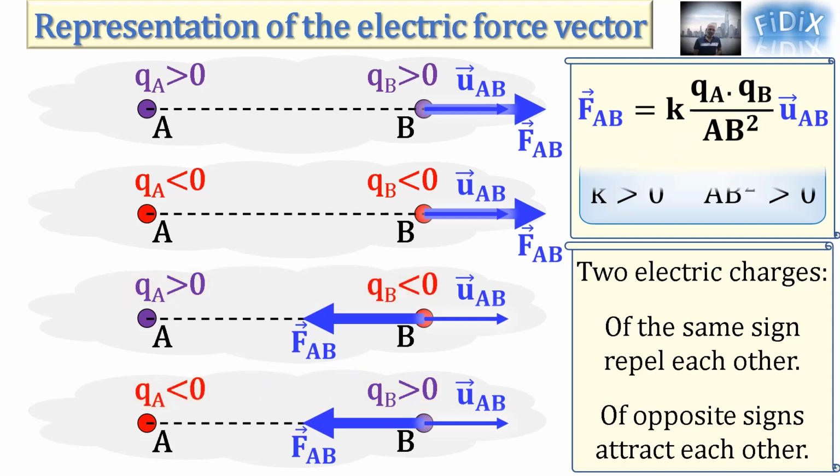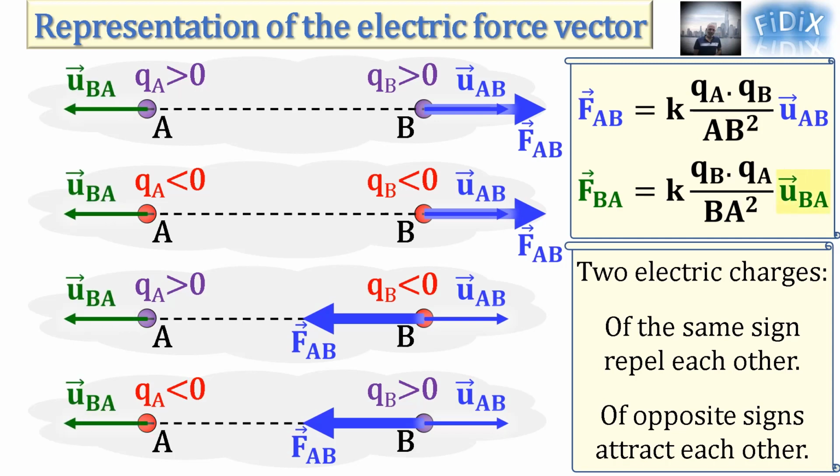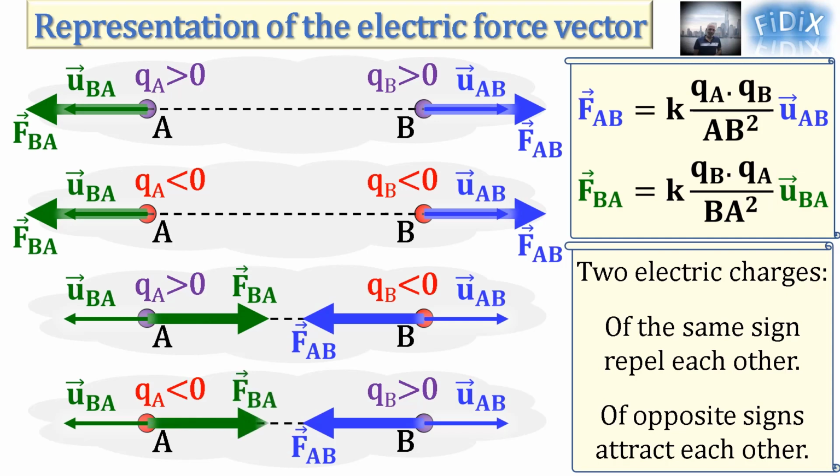To represent the force FBA exerted by the particle of charge QB on that of charge QA, we start by drawing the unit vector UBA, which is independent of the sign of the charges QA and QB. Then we represent vector FBA applying the same method used to represent vector FAB. And we get to the same conclusion, which is the force is repulsive if the charges are of the same sign and attractive if the charges are of opposite signs.